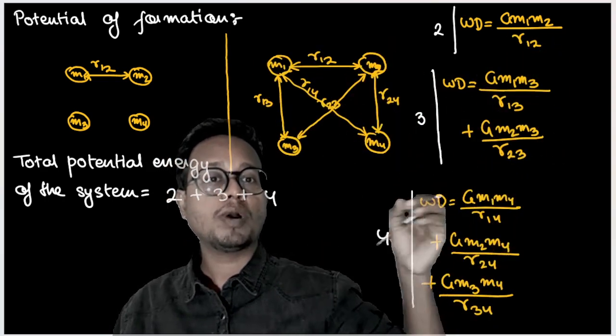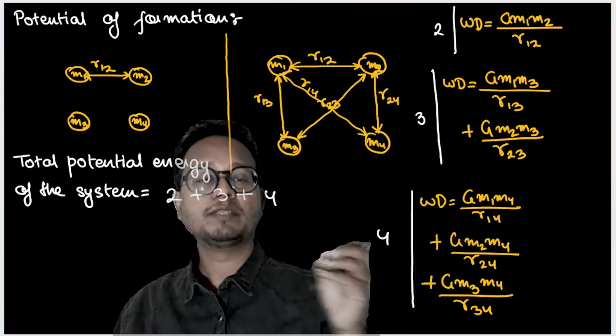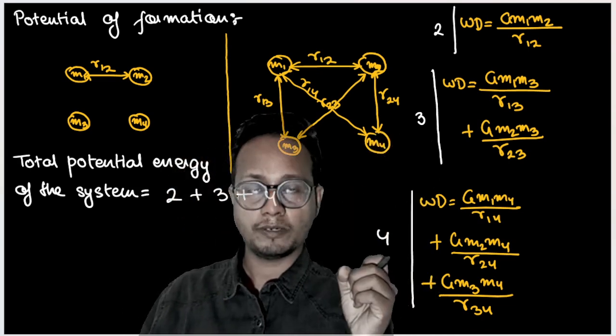So this was the work done while bringing mass 4, with mass 1, mass 2 and mass 3 already present. Similarly, if you bring mass 5, these 4 masses will be present, so the work done will be so on.